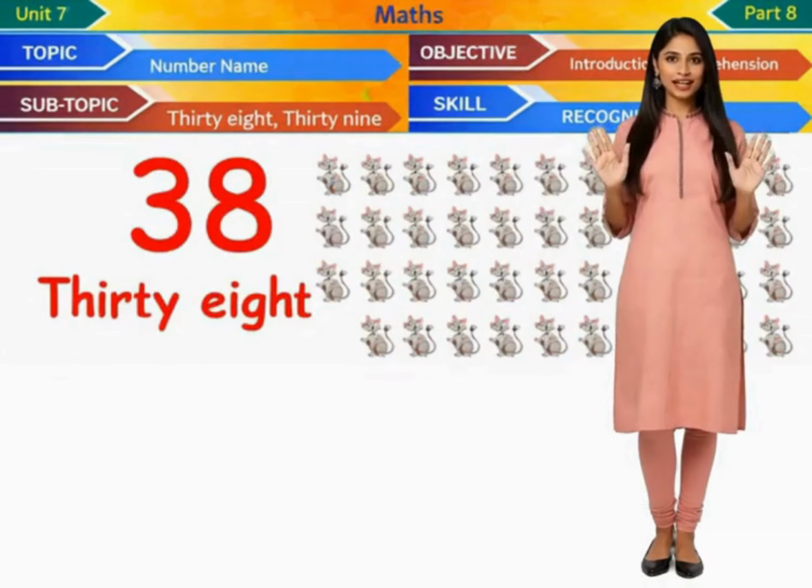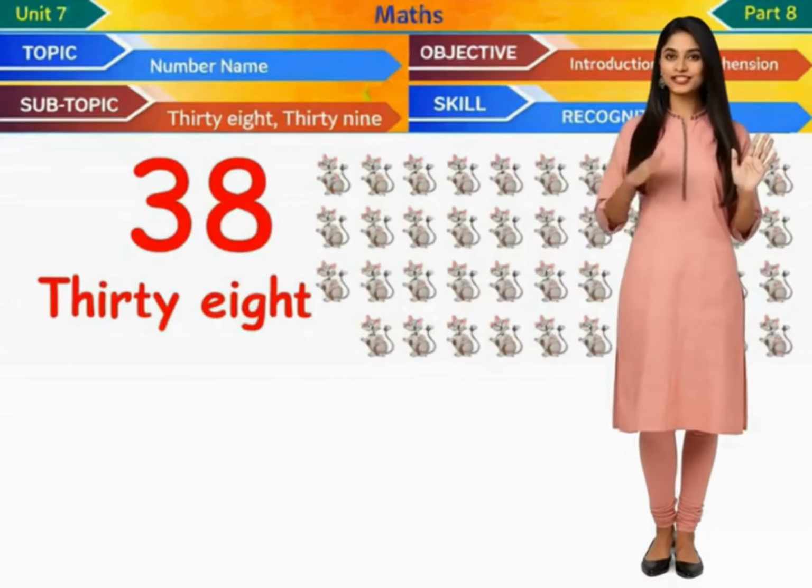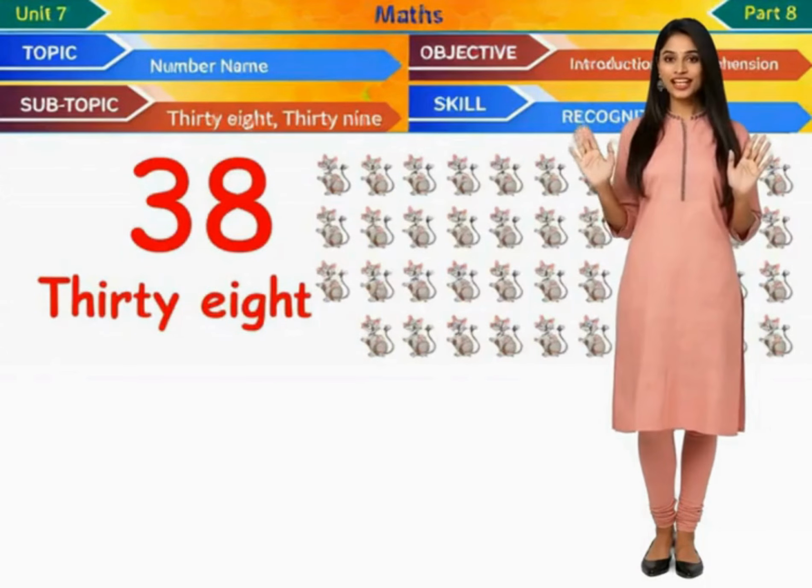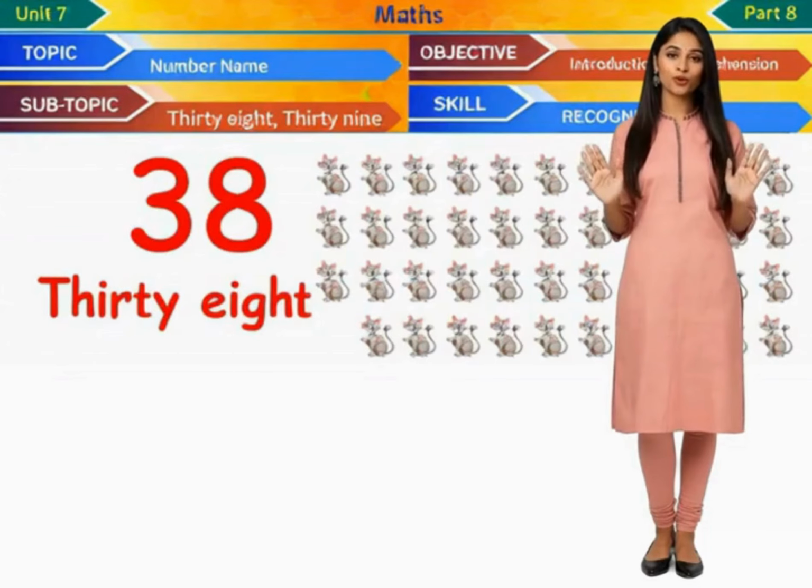Now children, look at number 39. It is written as 39 and comes just after 38. It is one more than 38.